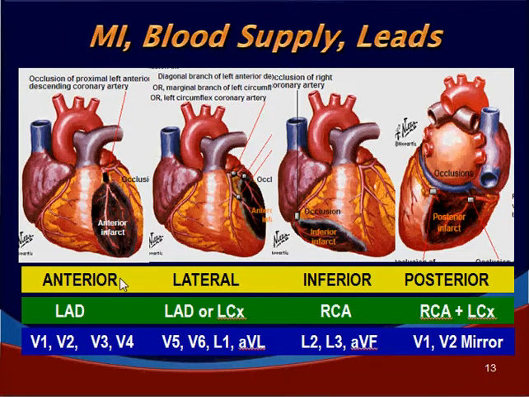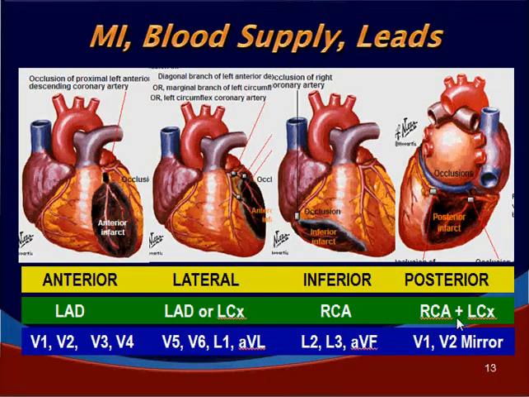So for anterior infarcts, LAD is the culprit vessel and it is seen in V1 to V4. Septal is usually V1 and V2; septal and anterior, V1, V2, V3, V4. The lateral part of the heart is supplied by LAD and partly by LCX, seen in V5 and V6 leads, L1 lead and also in AVL. Whereas the inferior part of the heart is supplied by the RCA, and inferior infarct is seen in the inferior leads, which are L2, L3 and AVF.